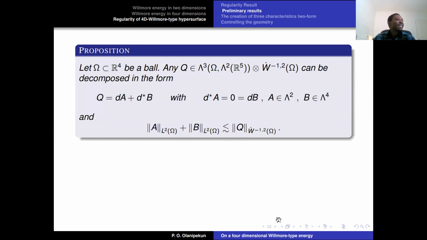And then another one. If somewhere in our computations we had a leftover, which we call Q, and actually Q belonged to this space, and we were able to write Q nicely. We were able to decompose it in this form, such that d of A equals 0, dB is also of this type, d of P is 0. And then we have this estimate. So we just use this result on some of those quantities.